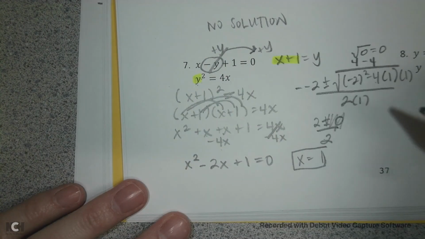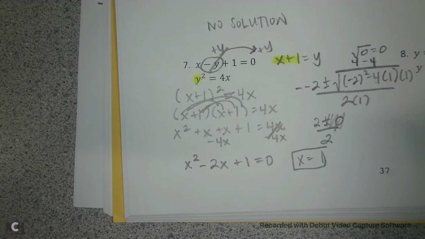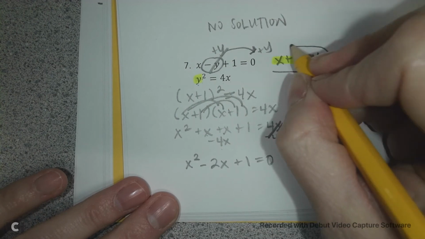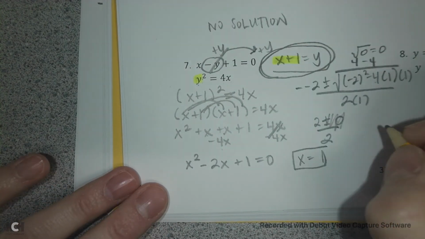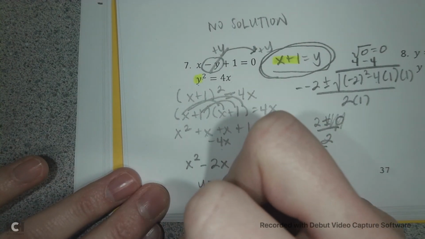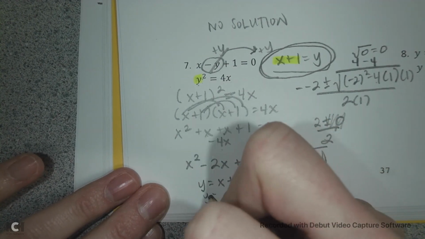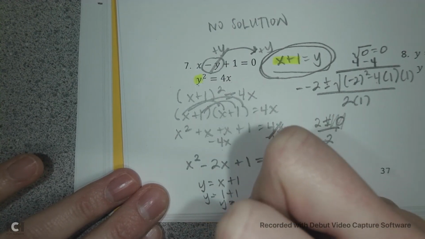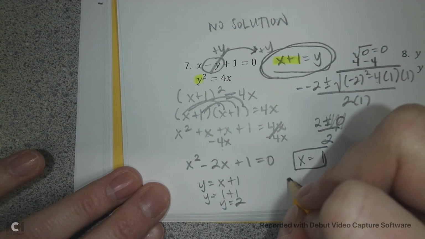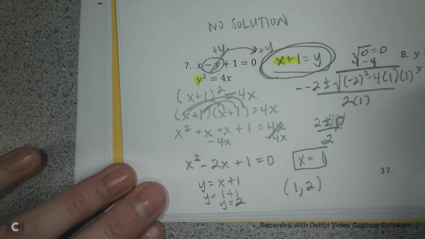Okay, so we're going to plug this back in to figure out what our y is. Oh, let's use this one. So if y equals x plus 1 and x is equal to 1, then y equals 1 plus 1 and y equals 2. So my ordered pair is 1, 2.